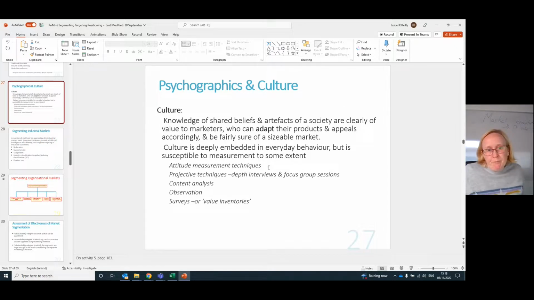Now, culture, to get on the same page and define it, is knowledge of shared beliefs and artifacts of a society that are clearly of value to marketers, who can adapt their products and appeals accordingly and be fairly sure of a sizable market. Culture is deeply embedded in everyday behavior, but it's susceptible to measurement to some extent. So how can we measure culture in terms of what we want to know for our product? Well, we can use attitude measurement techniques and projective techniques, which would include in-depth interviews, focus group sessions, and so on.